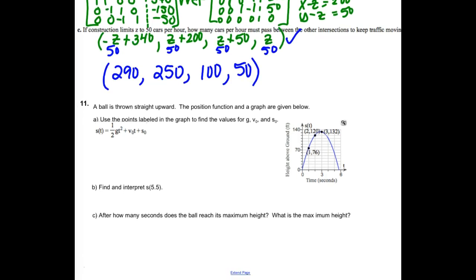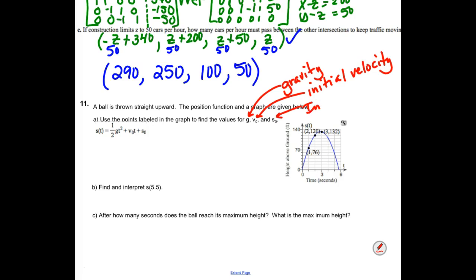All right. Our next question says a ball is thrown straight upward. The position function and a graph are given below. Use the points labeled in the graph to find the values for G, V sub 0, and S sub 0. We did some of these back as we were going through the chapter. This is our gravitational constant. All right, effective gravity. V sub 0 is the initial velocity. And S sub 0 is the initial height.